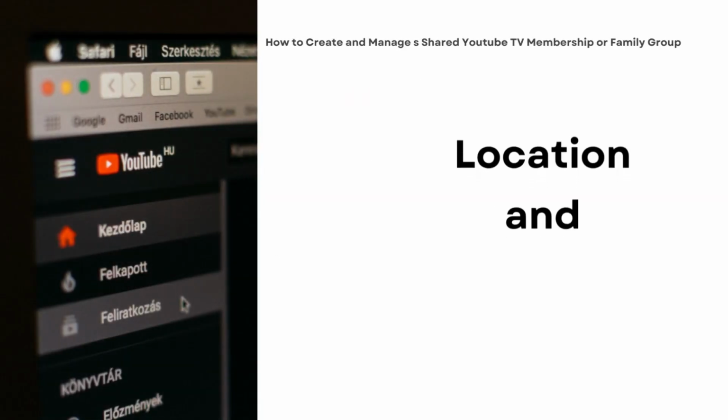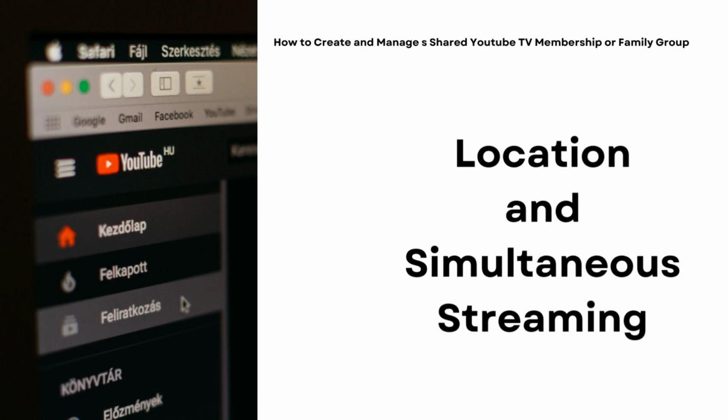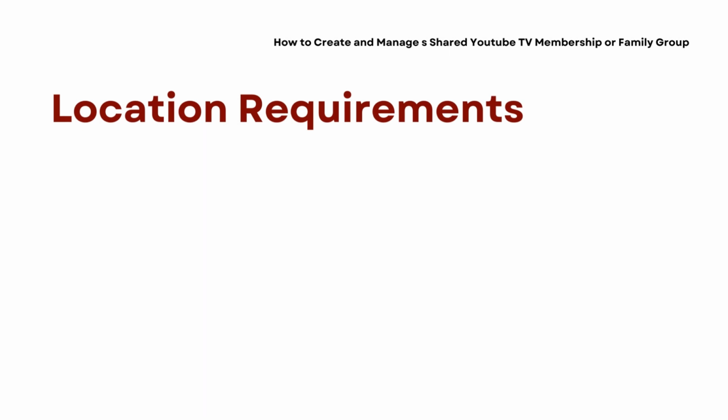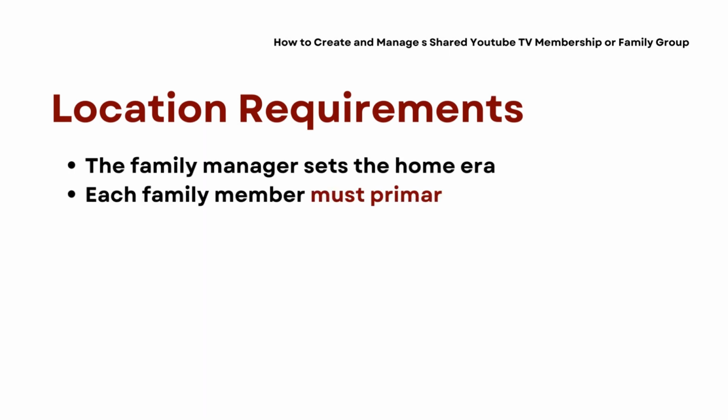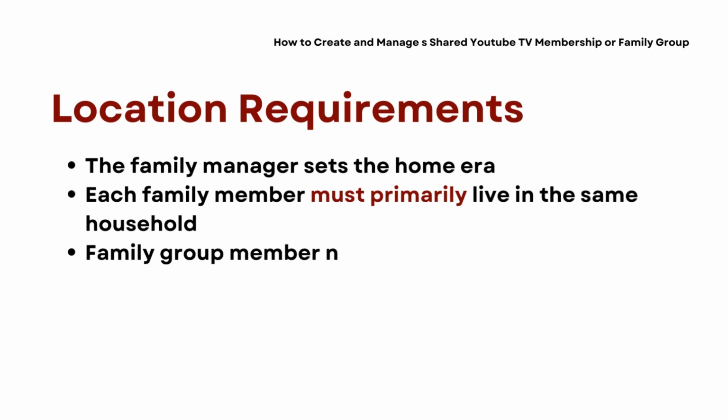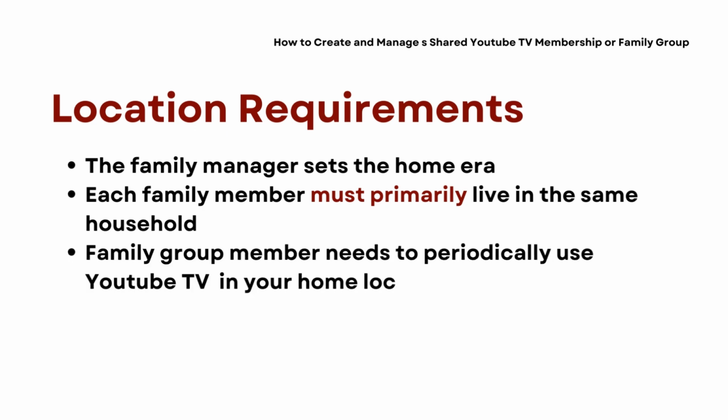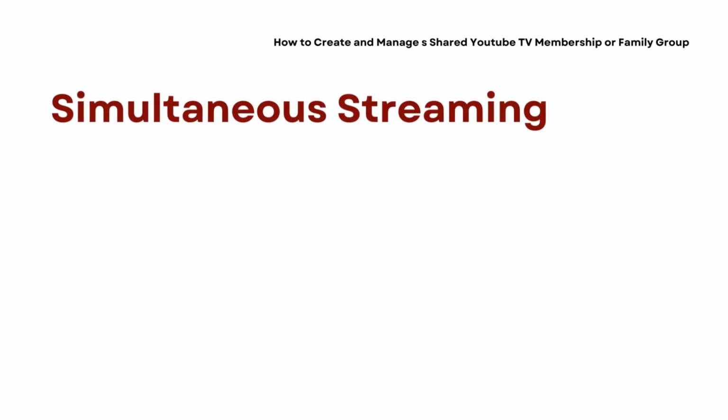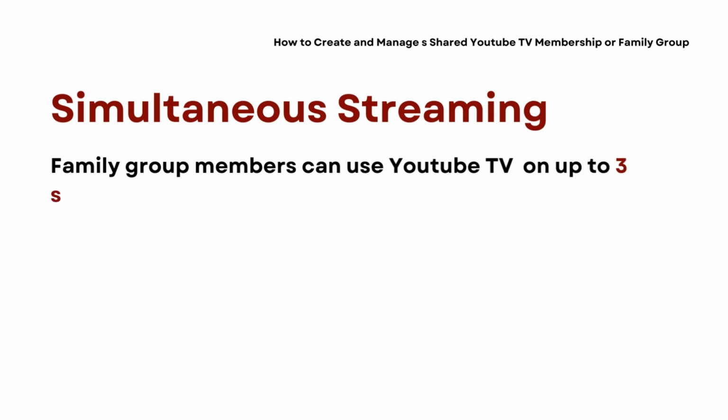So now let's talk about location and simultaneous streaming. So for the location requirements, the family manager sets the home area. Each family member must primarily live in the same household, and family group members need to periodically use YouTube TV in your home location to keep access. For simultaneous streaming, family group members can use YouTube TV on up to 3 separate devices at the same time.